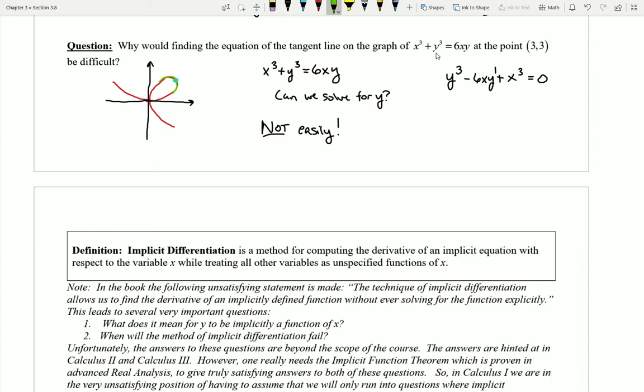But it brings us to exactly the point of this section. The idea now of implicit differentiation comes into full view. We need a way to determine the derivative for different portions or on different spots on this curve, even though we're not starting with a function and we may not be able to get to a function. So how do we do this?